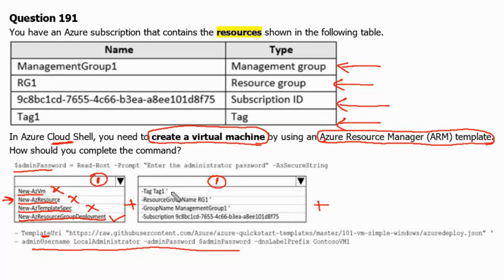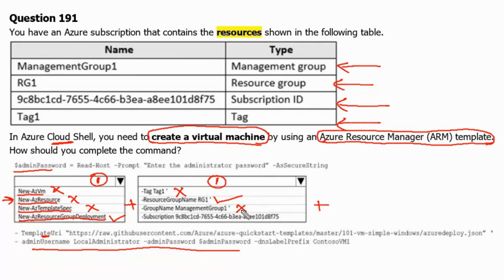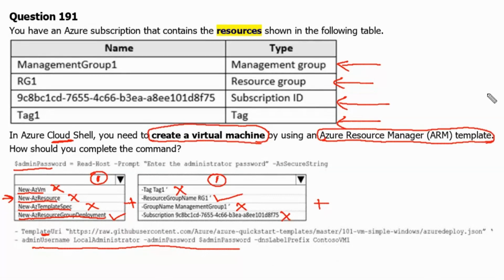Next is tag. Tag is an optional parameter with this command, therefore it is not applicable. Since the New-AzResourceGroupDeployment command deploys the resources in an existing resource group, the resource group name would be required along with this command. So this is the correct answer. The third parameter, group name, is not the correct answer, or it is not required. Subscription name is also not required. Let's go to next question.